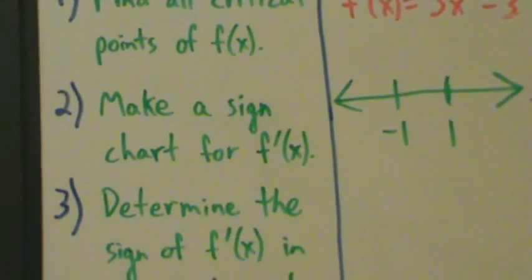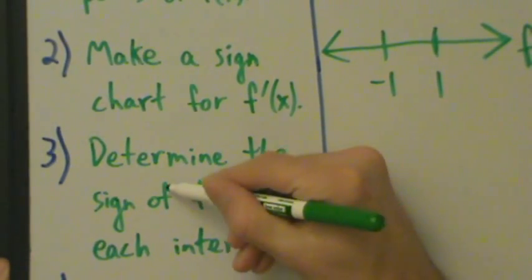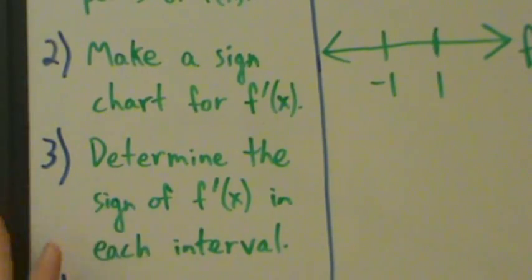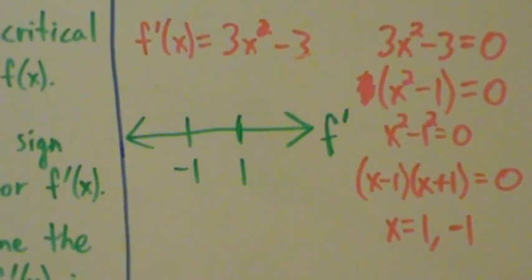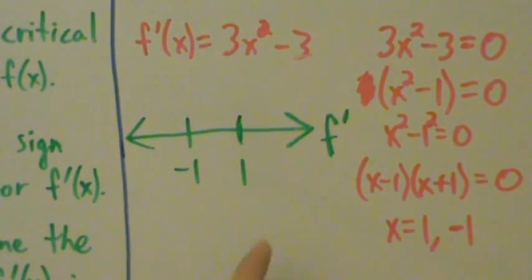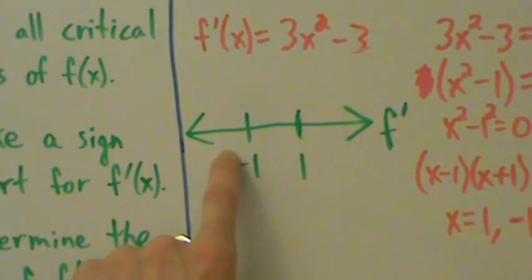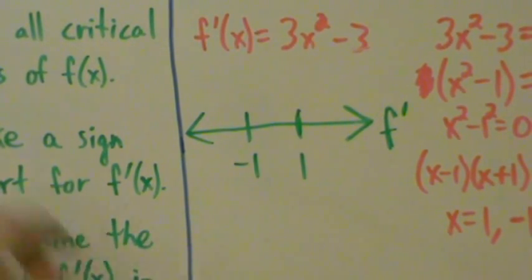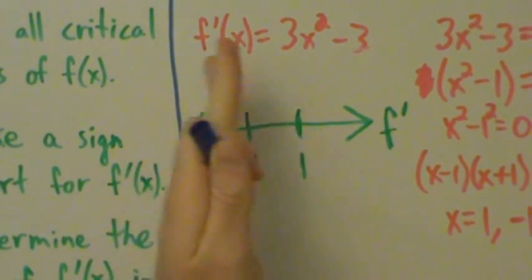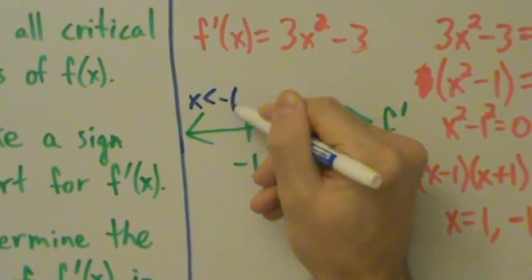All right. So now step 3, determine the sign of f prime of x in each interval. Okay, so the sign of the derivative in each interval. How do we do that? Well, we pick one number from each interval and we evaluate the derivative there and we see, is the derivative positive or is it negative? First of all, what are these intervals here? Here, I'll write these down real quick and then erase them. All the numbers to the left here are less than -1. So this is x is less than -1.